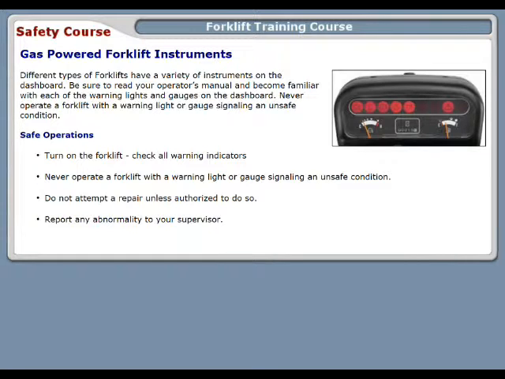Turn on the forklift, check all warning indicators. Never operate a forklift with a warning light or gauge signaling an unsafe condition. Do not attempt to repair unless you're authorized to do so. Be sure to report any abnormality to your supervisor.